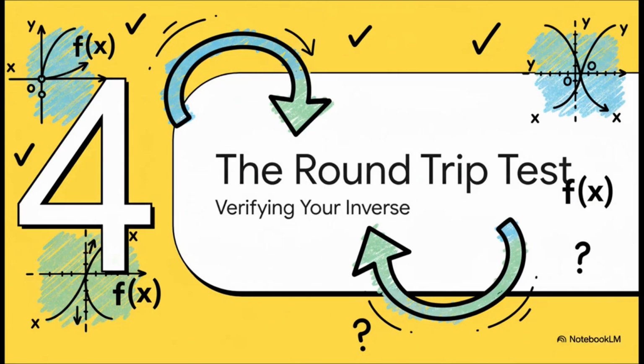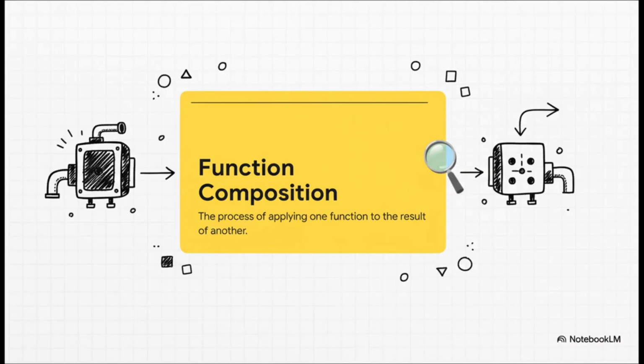Okay, so you followed the recipe, you graphed it, it looks like a perfect mirror image, but how can you be absolutely 100% sure you got it right? Well, there's one last test we can do. Think of it as the ultimate quality check. And to do this check, we use a cool technique called function composition. All this means is you're hooking the functions up together, like an assembly line. The number that comes out of the first machine immediately goes right into the second machine.